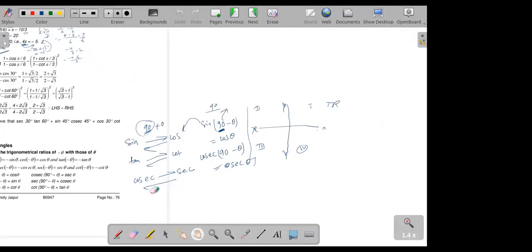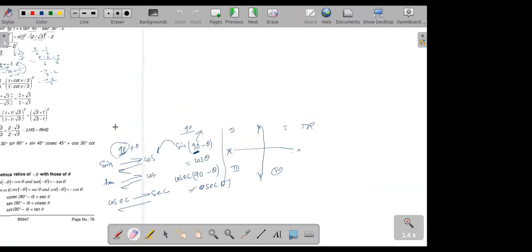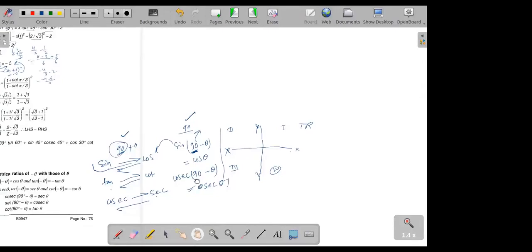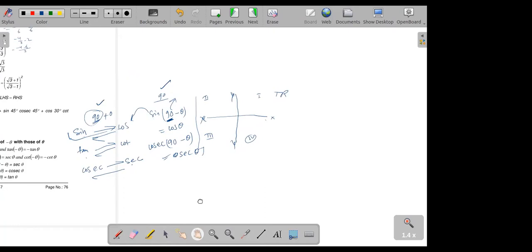So in the last class, we discussed how complementary angles work. If there is an angle that is a multiple of 90, then we have to convert with this rule, like sine to cos, tan to cot, cosec to sec, and vice versa. Now we will learn a concept that works for all angles, that is, more than 90 degrees.